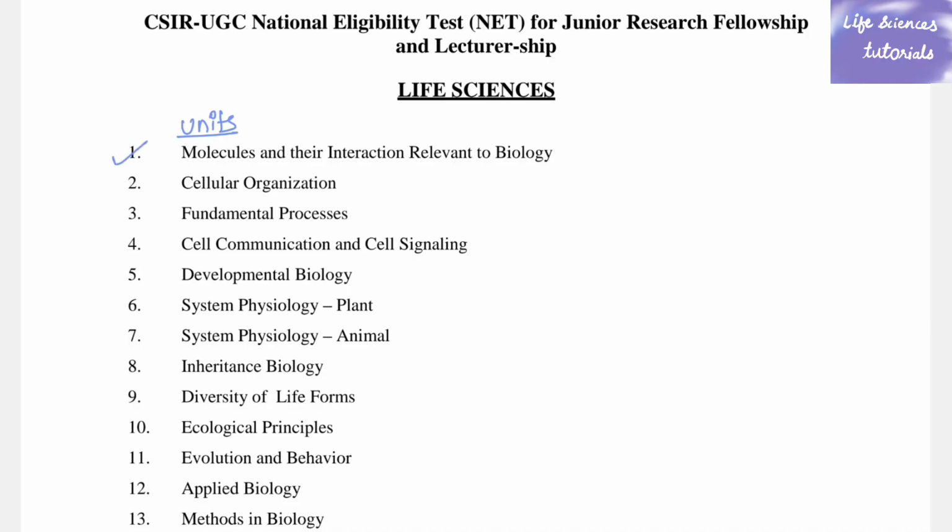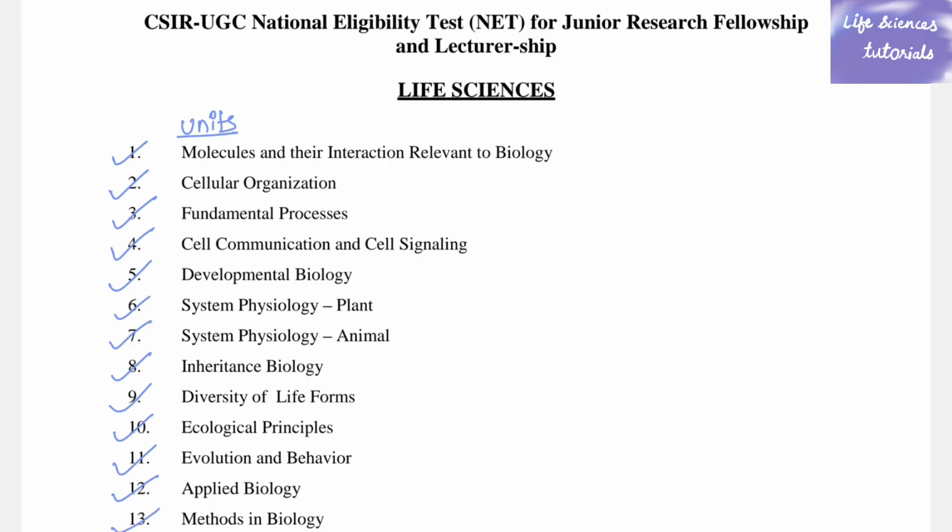So we have molecules and their interaction relevant to biology, cellular organization, so this is simply the cell biology. Next, we have fundamental processes, so this includes various processes which we study as central dogma, like replication, transcription, translation, its regulation, very important unit. Then we have cell communication and cell signaling. We have developmental biology, we have system physiology. First we have plant, and then we have animal. Then we have inheritance biology. Next, diversity of life forms, ecological principles, evolution and behavior, applied biology, and methods in biology.